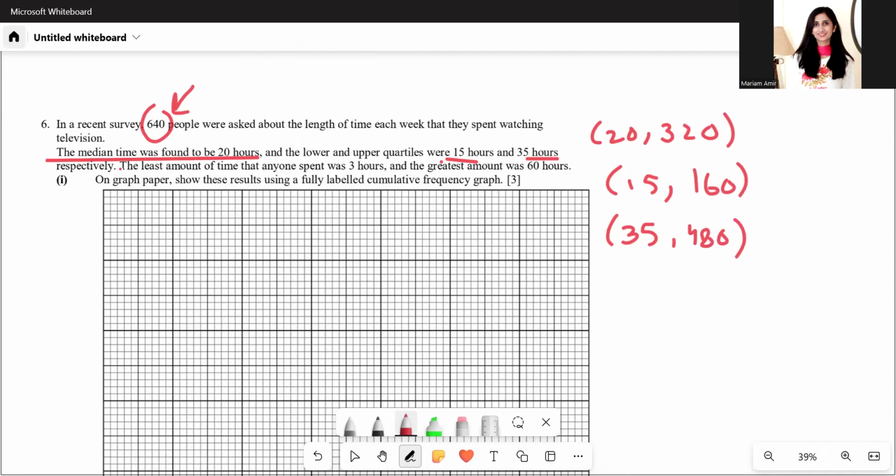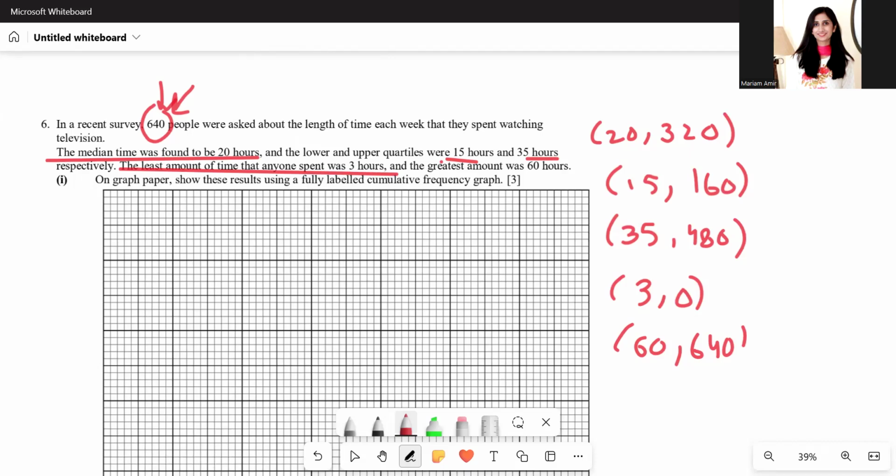The least amount of time that anyone spends is 3 hours. So we're going to do 3, 0. That's going to be the very first point. And the greatest amount was 60 hours. So 60 on the x-axis, and this will be for 640 people. So 640. Okay, now we're going to plot these 5 points on our graph, and we will be choosing an appropriate scale. First, let me copy the graph that I've made.